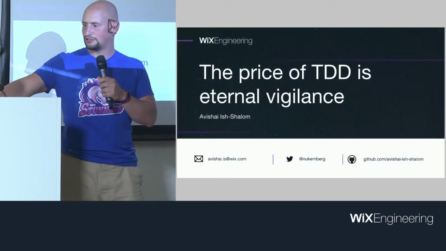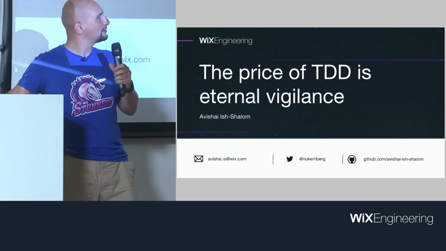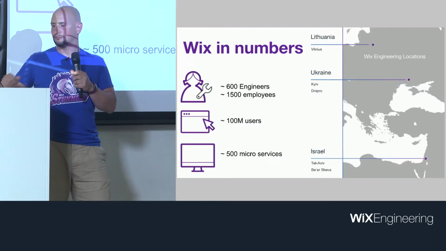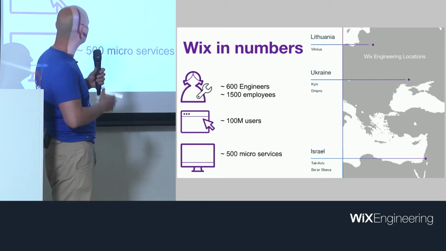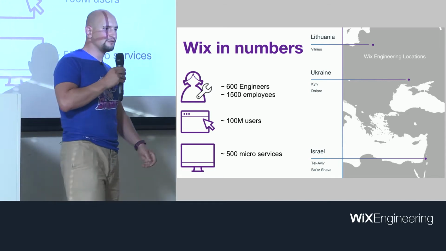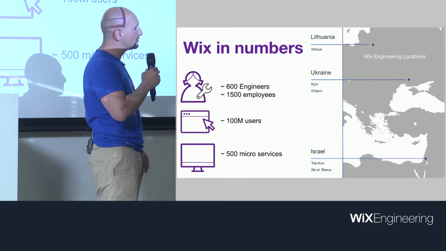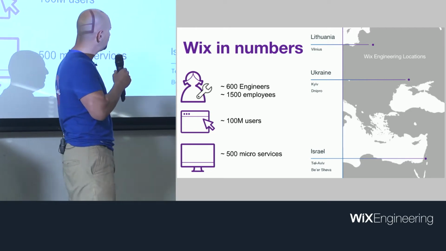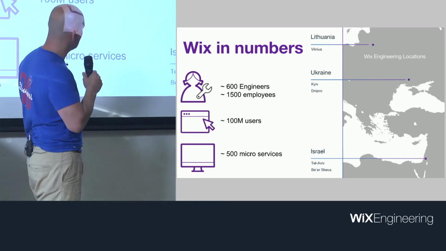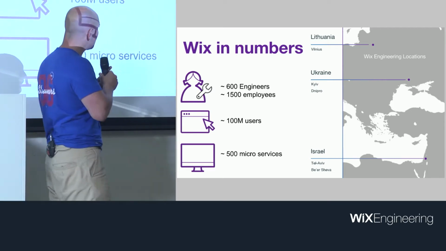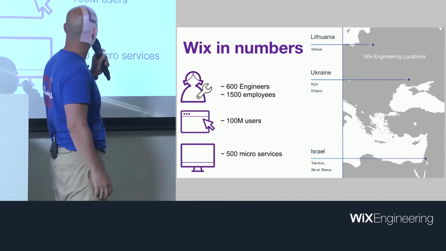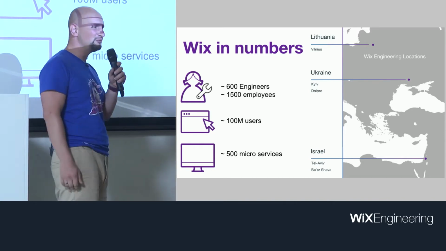So before we start, I just have to say a few words about Wicks and such, because PR. So Wicks, if you don't know it or you don't work at Wicks, we're a global company. We have engineering offices in multiple locations: Vilnius, Kiev, Dnipro. Here in Israel, we have 2 offices, one in Tel Aviv right here, and the other one is in Beersheba. Currently, we have about 600 engineers, about 1,500 employees, I think more now.